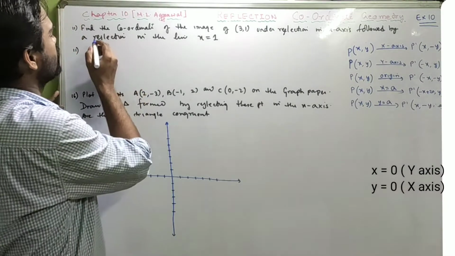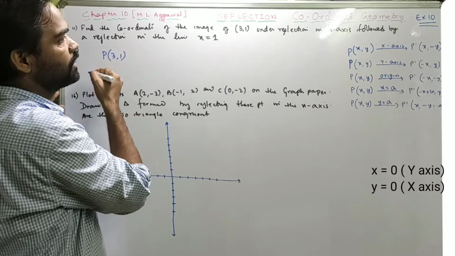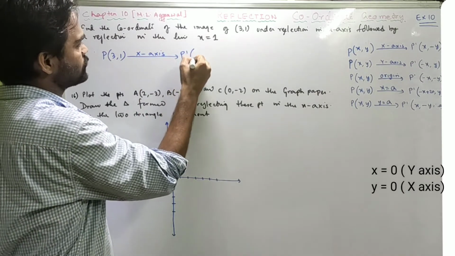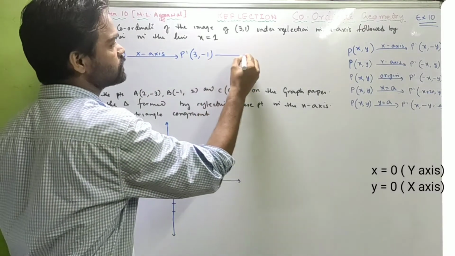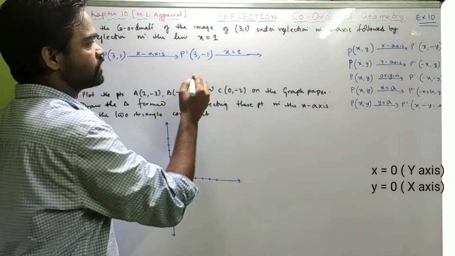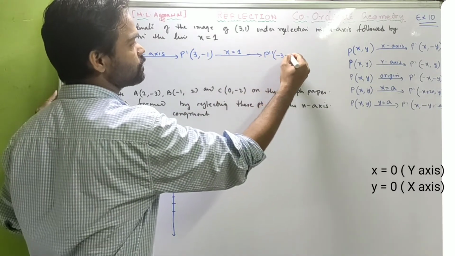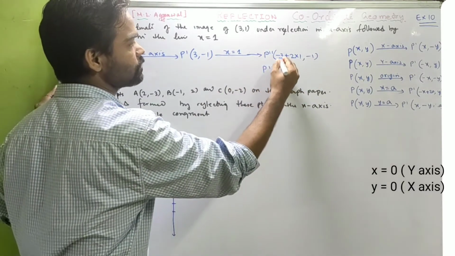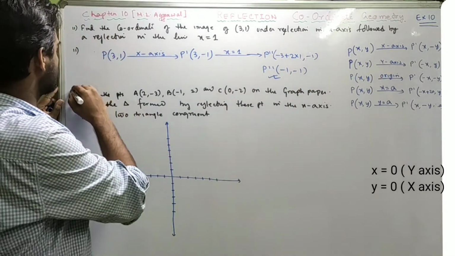Now look at sum number 11. Find the coordinates of the image of (3, 1) under reflection in the x-axis. So x-axis, it will be P dash (3, -1), followed by a reflection in the line x equals 1. So again, the image is reflected in the line x equals 1, which means P double dash. See, x equals a. The sign of the x coordinate changes plus twice of a. The y coordinate remains the same, which means P double dash is (-3 + 2, -1), which is (-1, -1). Done.